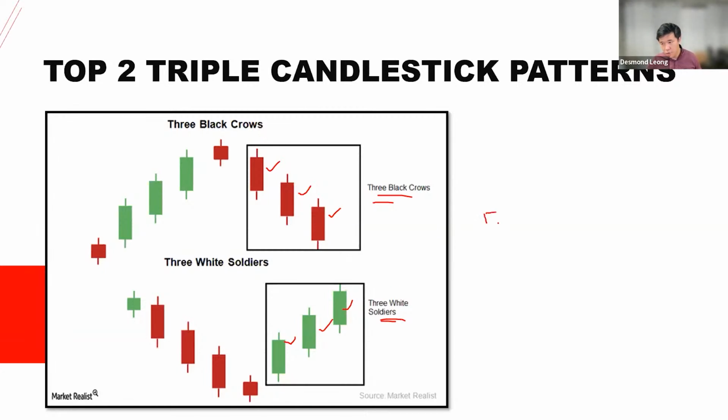That means you're not looking for three tiny crows. You're looking for three sizable black crows. So you're not looking for three sparrows, you're looking for three crows. Same thing as soldiers. You're not looking for three baby soldiers. You're looking for three white soldiers, sizable soldiers. Really good for calling reversals.